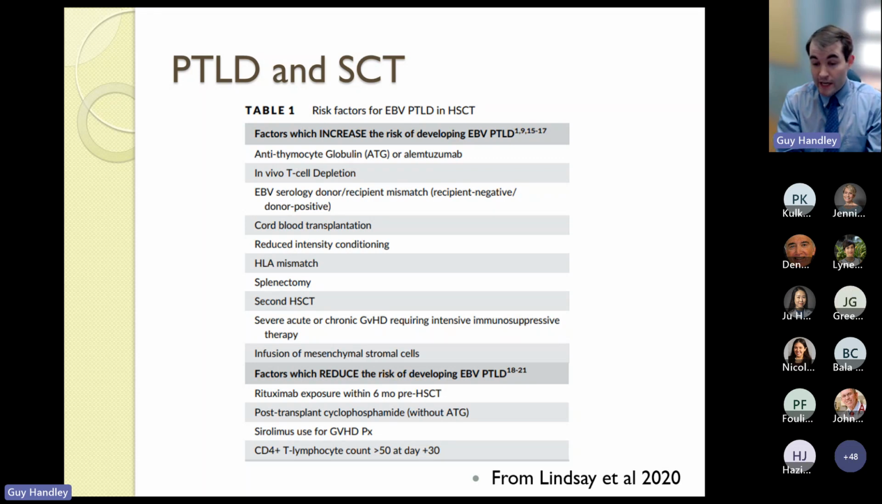There are some things that actually protect you though from PTLD. If you get rituximab for whatever reason prior to transplant, it's protective. If you get cyclophosphamide as part of your GVHD prophylaxis, that actually is protective, which is a little bit counterintuitive because that can increase your risk of other herpes viruses like CMV, HSV. But the reason is really because the gamma herpes viruses are just so different from the alpha and the beta herpes viruses. And not surprisingly, early reconstitution of your T cells at day 30 is protective.